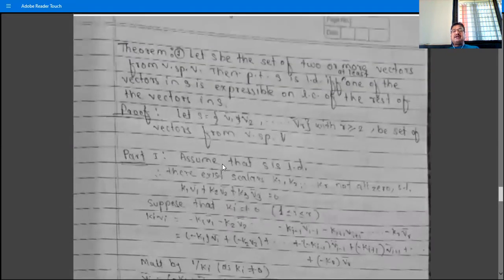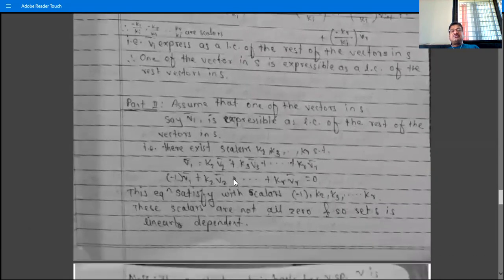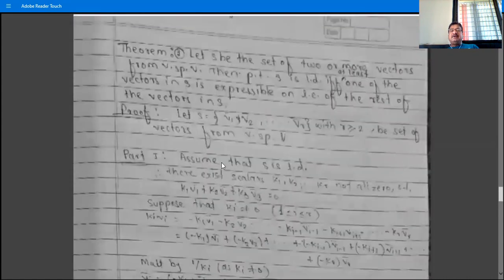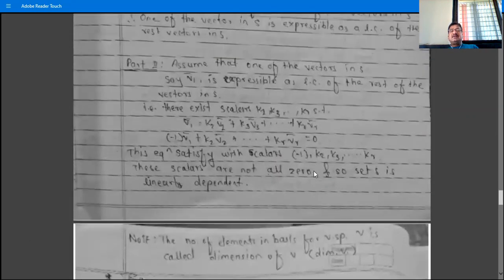So we say that one of the vectors in S is expressible as a linear combination of the rest of the vectors in S. Now we have to prove the second part. We assume that one of the vectors in S, say v1, is expressible as a linear combination of the rest of the vectors in S. Out of v1, v2, up to vr, we assume that v1 is expressed as a linear combination of the rest of the vectors.